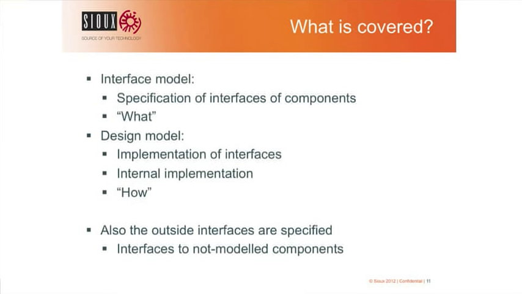Several different things are modeled. To begin with, the interface of the component or of the different components that are being modeled is inside the model. It defines what the set of components should do. So the interface is in there. Besides that, also the how is being modeled. That's the design model, of course. That is the implementation of all the interfaces, the internal stuff. So the how and the what of all the modeled components are inside the model.